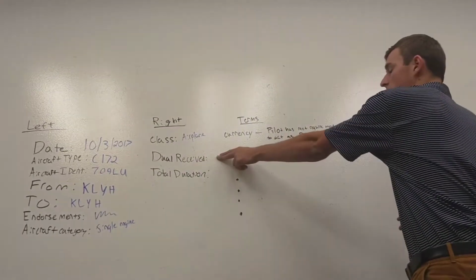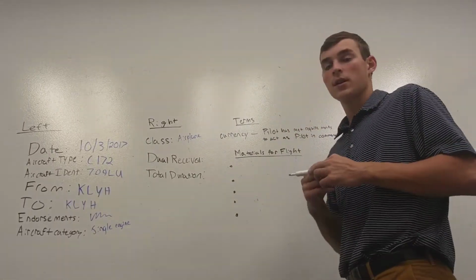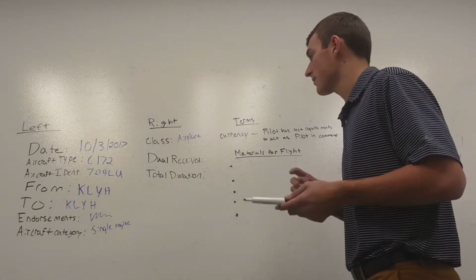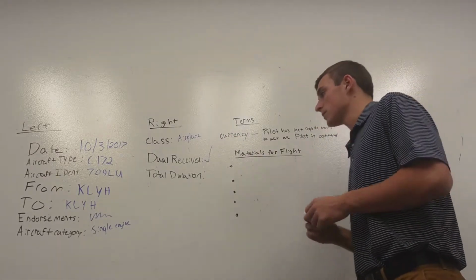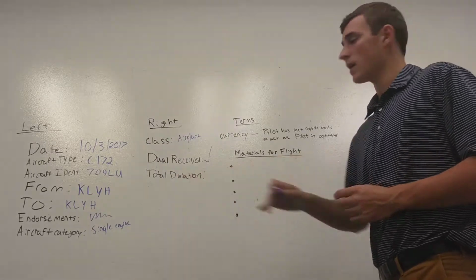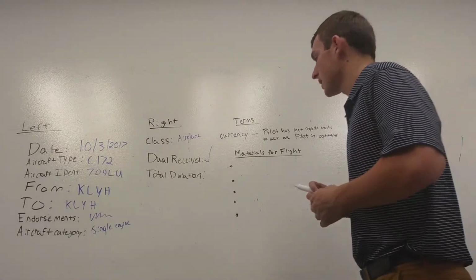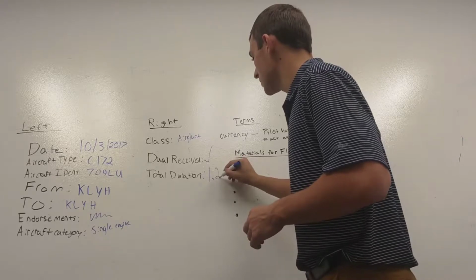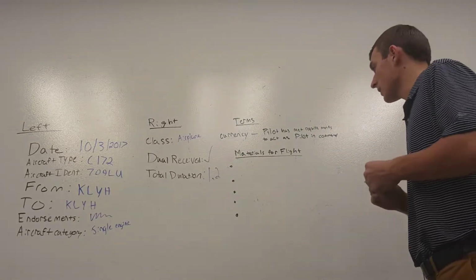And then for this dual received part, there are other options, but we won't really be going over that much in the private pilot's course. There's nighttime, there's solo time, instrument time. So you're going to want to check off the dual received. That shows that you're with your instructor. And with the total duration, this is a little bit different than regular time. You wouldn't just put 45 minutes. So say you flew a little bit over an hour, you'd put 1.2 instead of 1 hour and say 20 minutes or something like that.